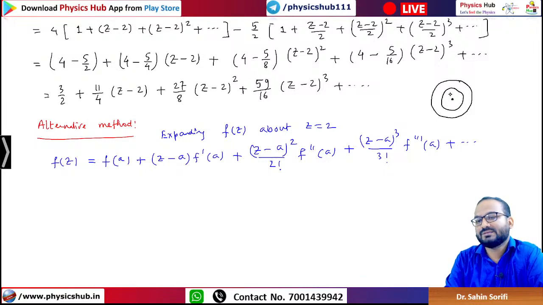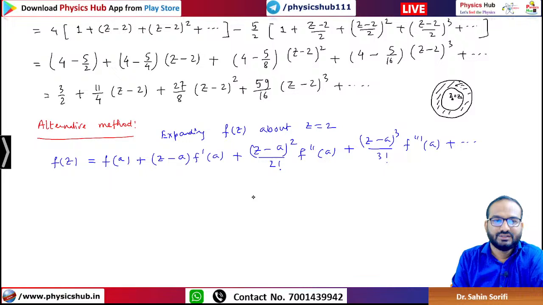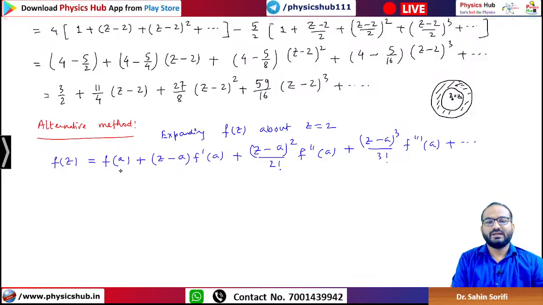So you can expand about this point, let us say z equals z0, but the function may not be analytic at this point. It is analytic in this annular region. We will talk about it. Let us tackle this. Look, if you calculate this f of 2, f prime of 2, it becomes difficult. So first of all, we have to simplify the given function.